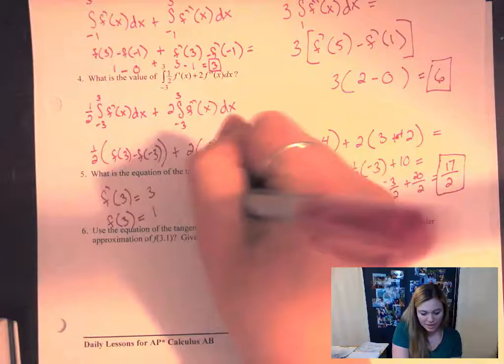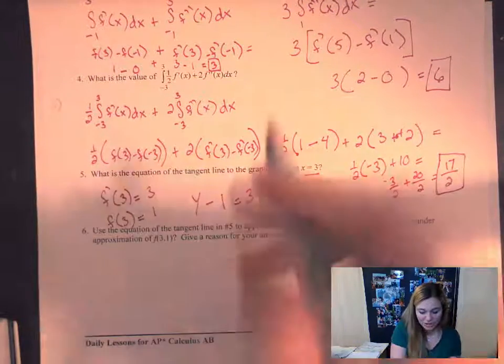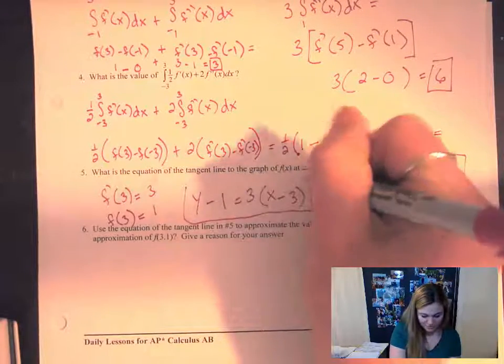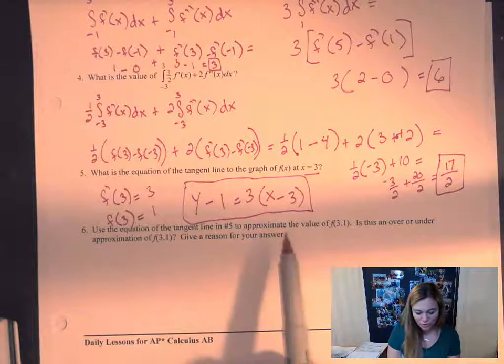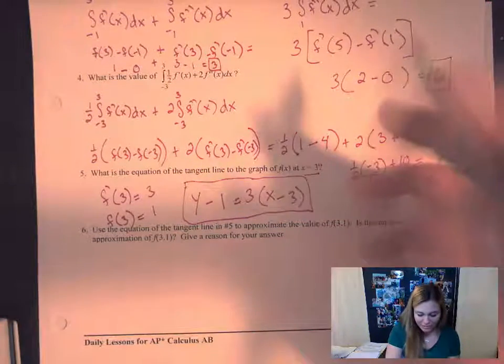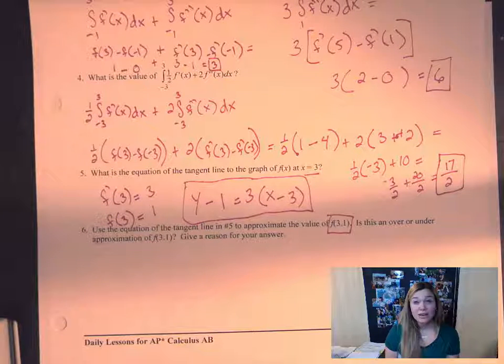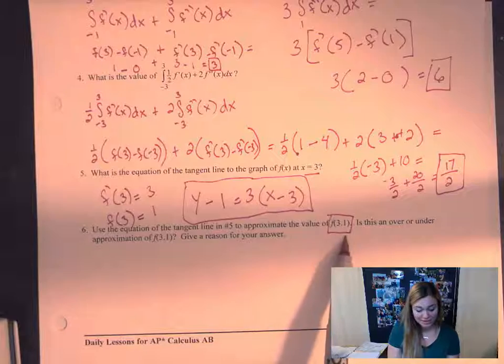If I do y minus y1 is equal to m, because this is the slope of the tangent, x minus x1. Next question says, use the equation of the tangent line to approximate the value of f of 3.1. So sometimes this is called a tangent line approximation. Sometimes this is a locally linear approximation. But what I do is once I get my equation of my tangent line at x equals 3, now I can substitute in 3.1.